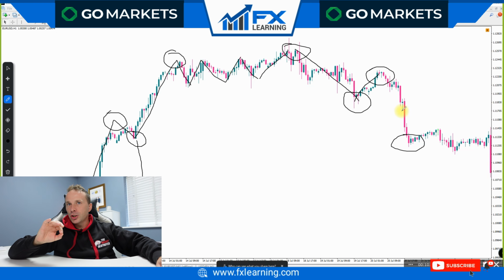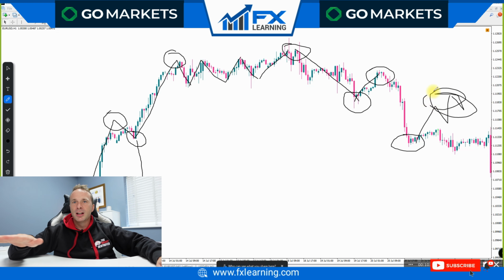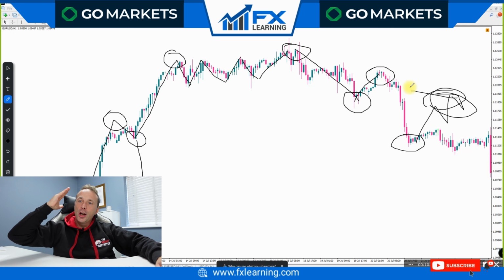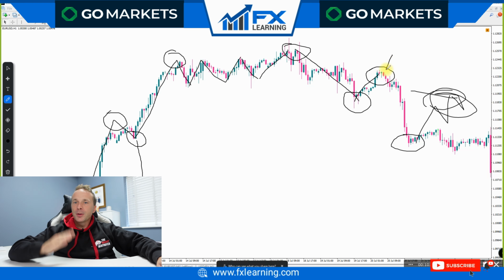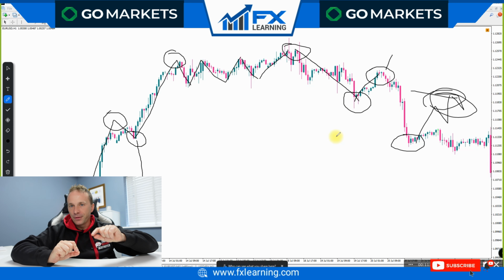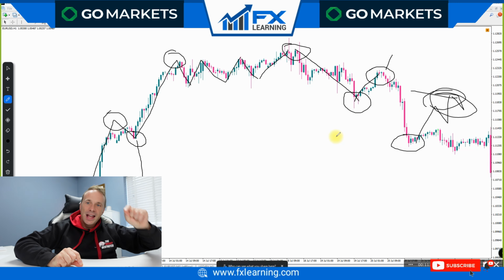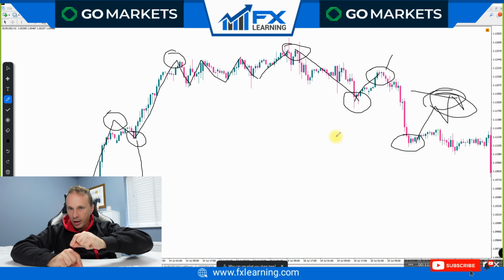Price can do whatever it wants to do. It can do zigzagging, it can do circles, it can go up and down, it doesn't matter. As long as we stay lower than here, we are going down because this is the lower high. So always identify the previous low and high in the market.